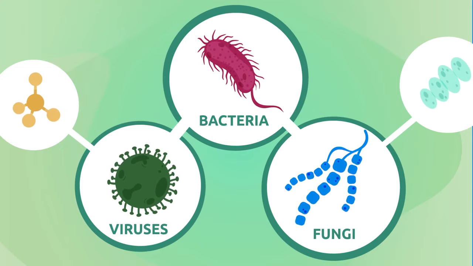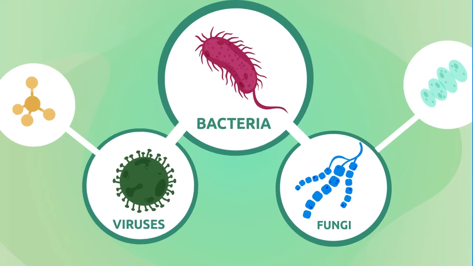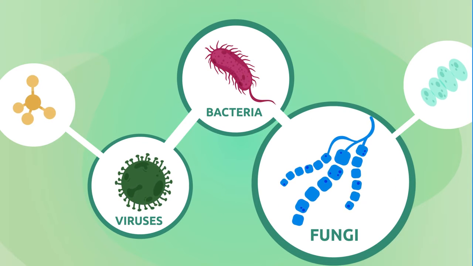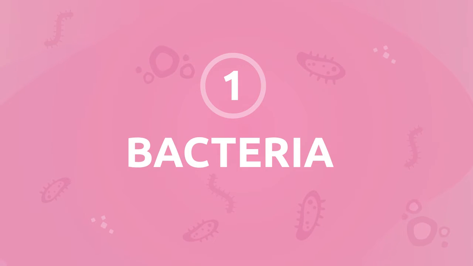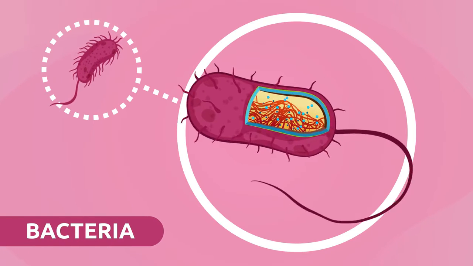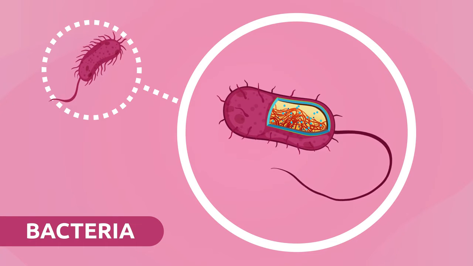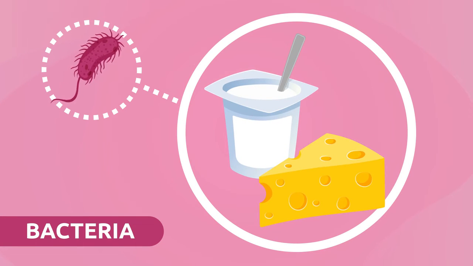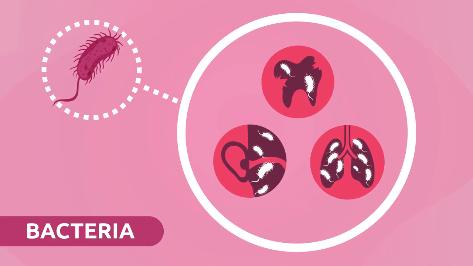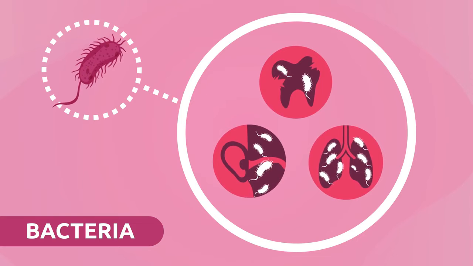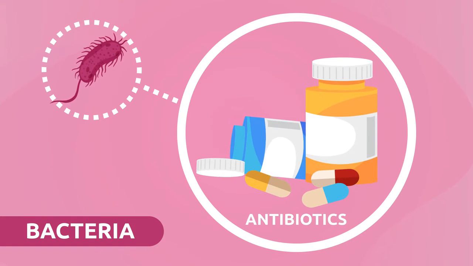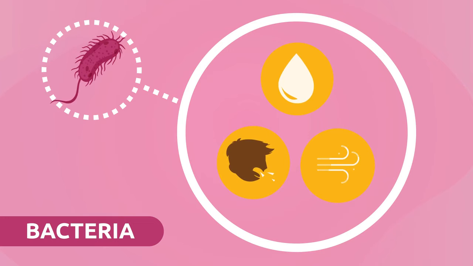Some types of microorganisms are bacteria, viruses, and fungi. Bacteria. They are prokaryotic cells. They have no nucleus. Some bacteria are useful in food fermentation, like making yogurt or cheese. By contrast, other bacteria are harmful and may cause infections. We treat bacteria with antibiotics. They spread in different ways.